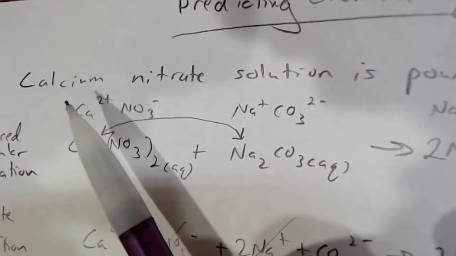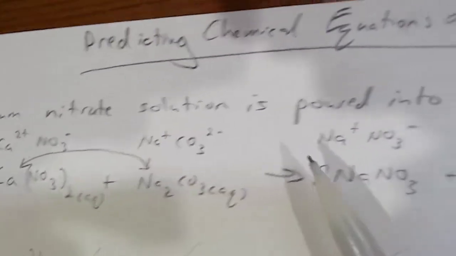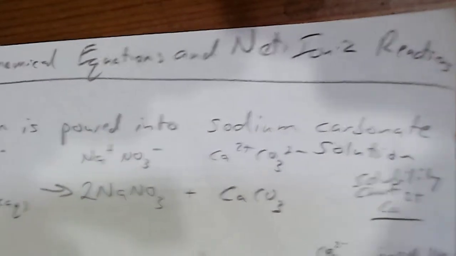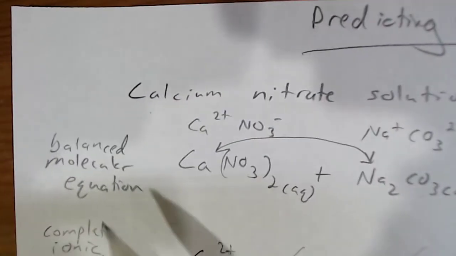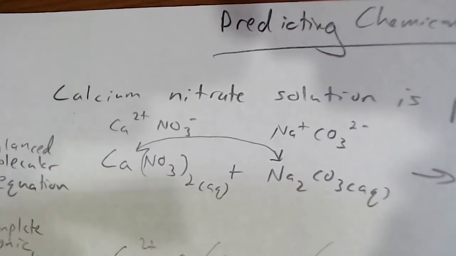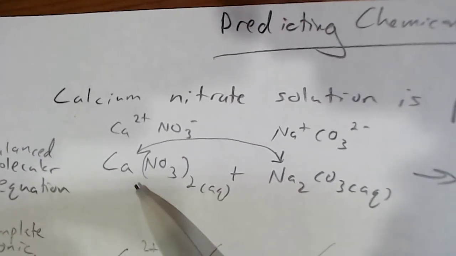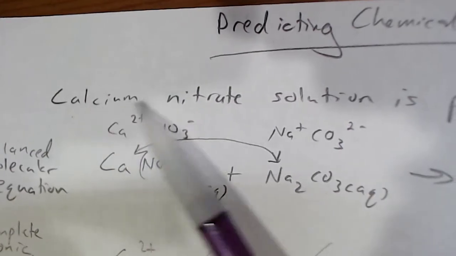Maybe you would say some calcium nitrate solution is poured into some sodium carbonate solution. All right, so write out the balanced molecular equation for that reaction and predict, i.e. predict the products after writing out the reactants. First you want to write out what the reactants are, their formulas. So first we have calcium nitrate.